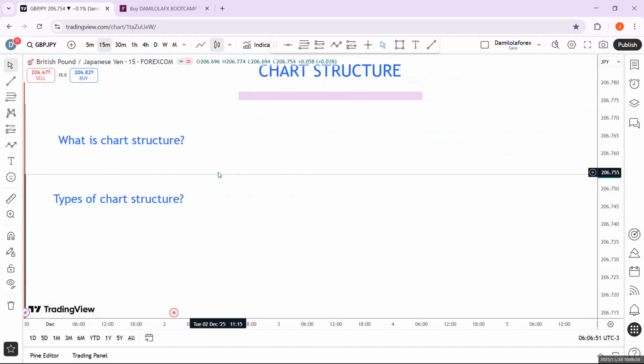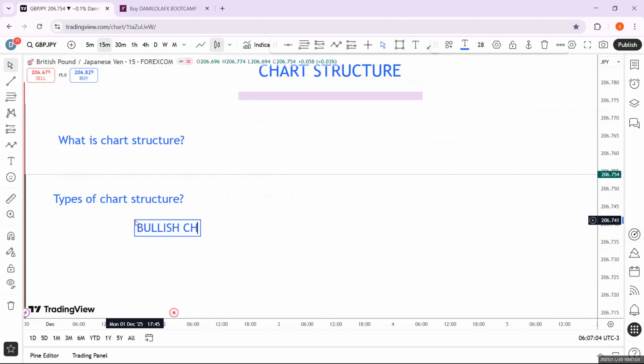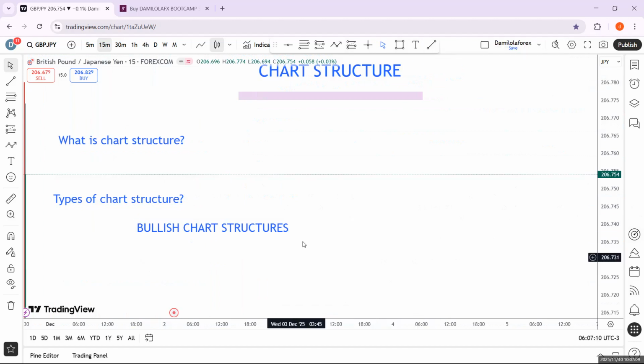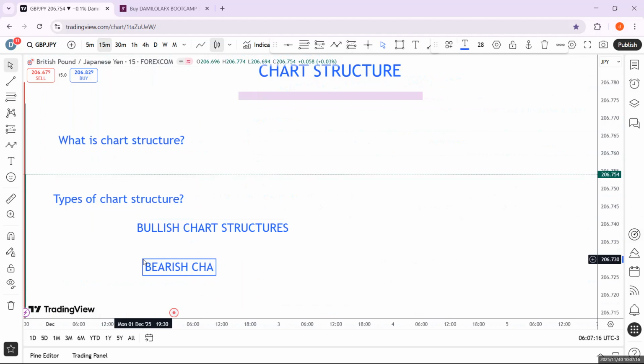But it's important to note that they are categorized into two, which we are going to get into very quickly. First of all, for the types of chart structures, we have the bullish chart structures and we have the bearish chart structures.